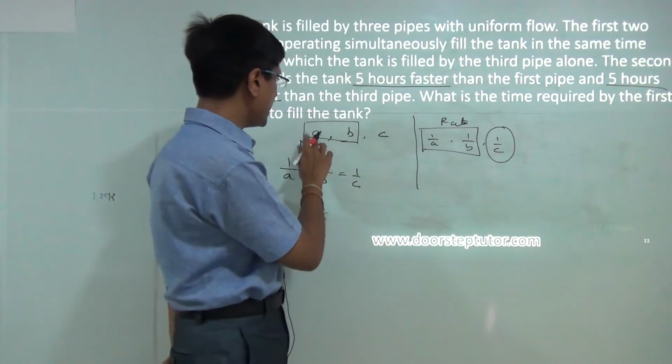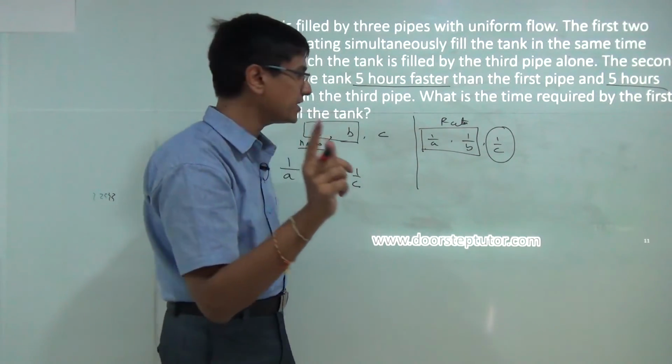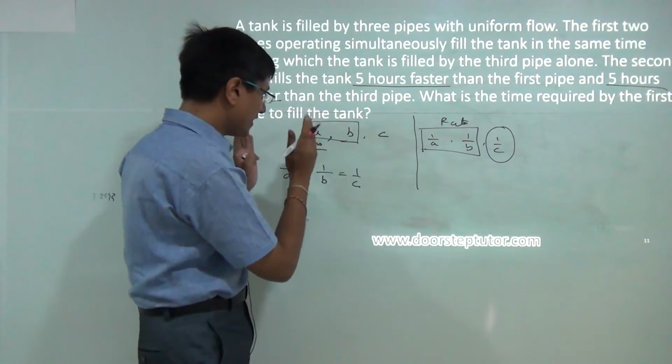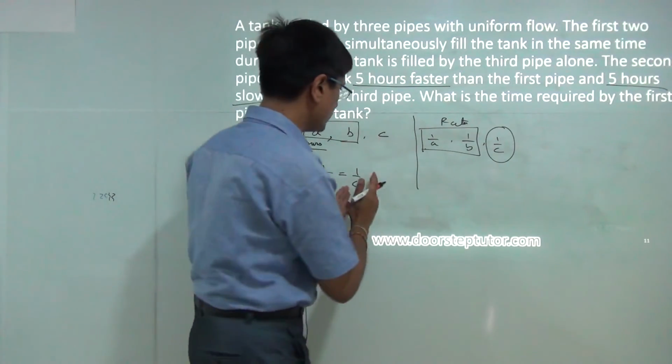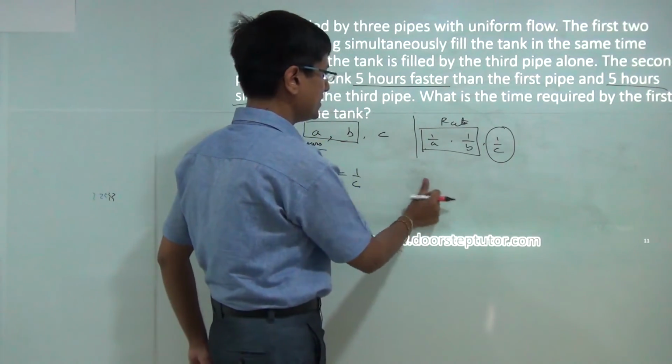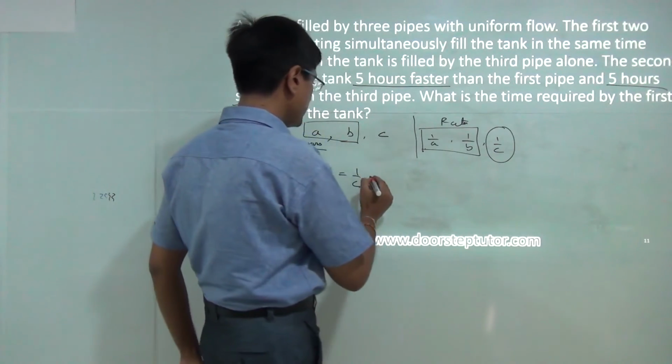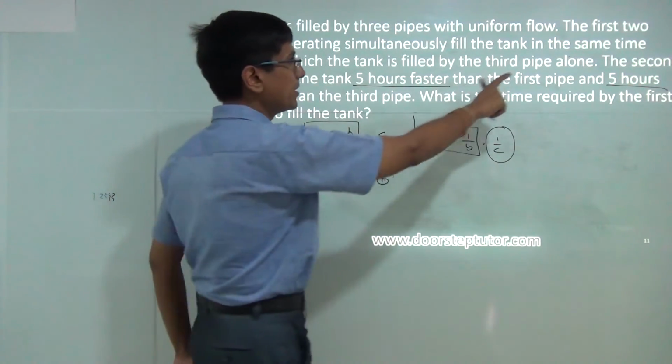Note that it is not telling me A plus B is equal to C. That's not what it is saying. It is saying that the combined rates of A and B is the same as the rate of C. That is what the first line is telling me. Then I have this one equation. I will mark it as 1.